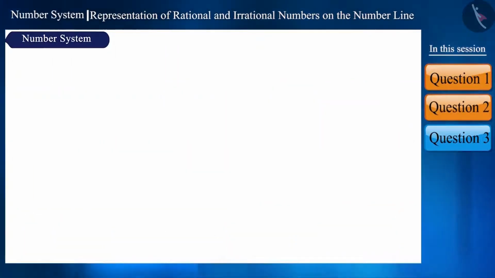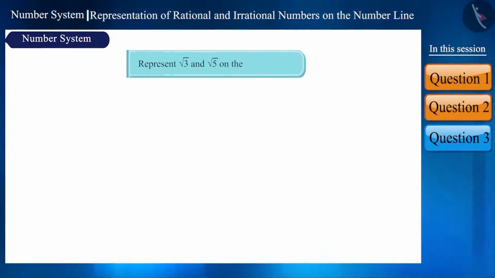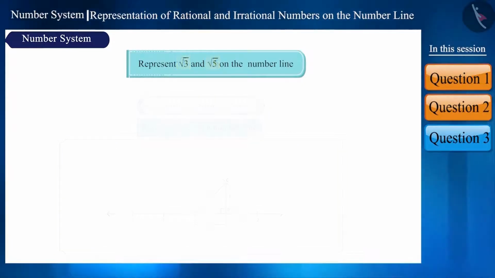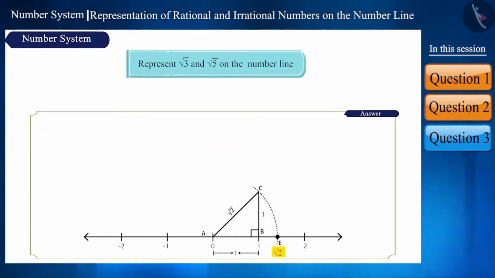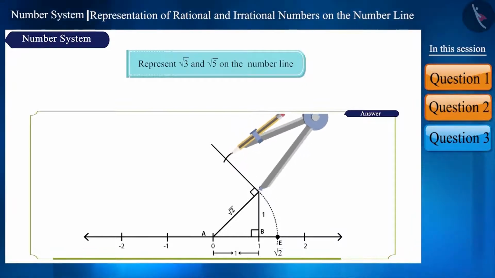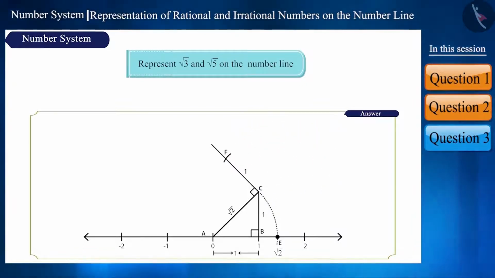Now let's take another question. Can you represent root 3 and root 5 on the number line? In our previous video, we learned how to represent root 2 on a number line. Following the same method, let's see how to represent root 3 and root 5 on the number line. Here, point E represents root 2. We will now construct a perpendicular on line AC. Now measure the distance of 1 unit using a compass and draw an arc from point C on the perpendicular which cuts it at point F. Now draw a line joining center point A and point F.